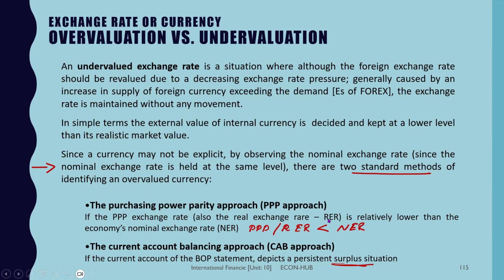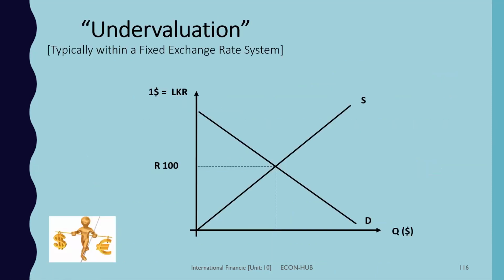Okay, right. Diagram-based approach. I'm using the direct quotation method. Sorry, this is undervaluation. Market reality is the exchange rate is stronger. We should be able to buy a dollar for 100 rupees, but we purposely keep it at 120, where the rupee is weaker.